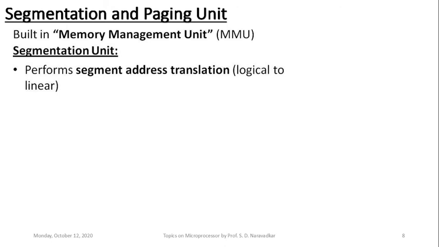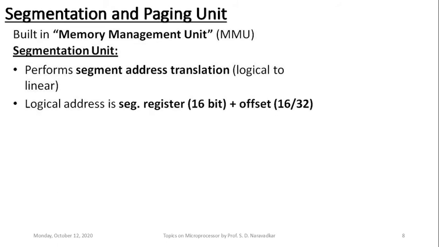As we know, the segmentation unit performs segment address translation. Here is a bit different concept. The segment address translation converts logical address to linear address, which is a bit different from that of 8086. In 8086, segment translation means that the logical address is converted to physical address, but here it is not like that. Logical is converted to linear address. I will explain later on in my next coming video lectures.